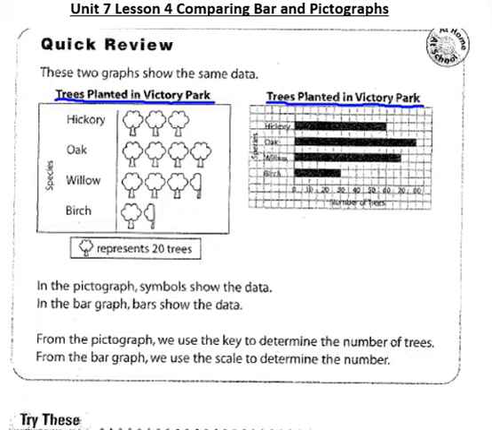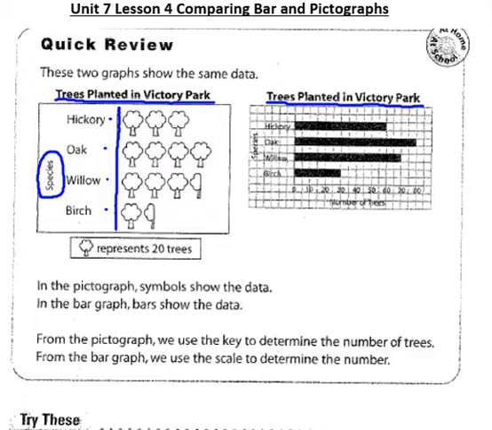We do have kind of a vertical axis here, and we have a little title there. Species is what that says. Species, which is a type of tree. Species of tree, a type of tree. So you can list them. We've got hickory, we've got oak, we've got willow, we've got birch.